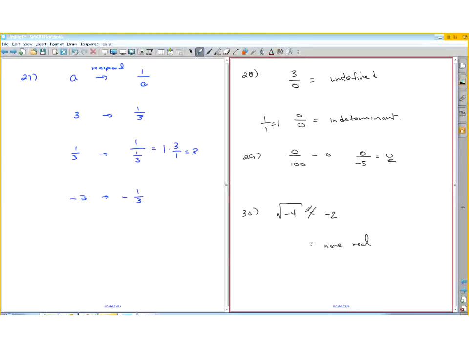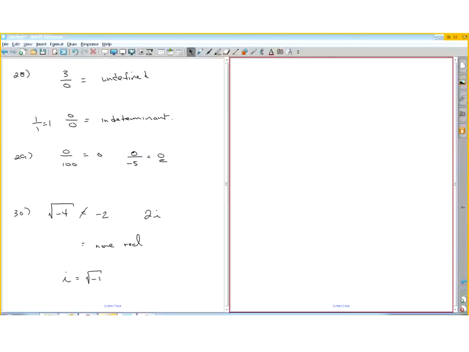This is something we don't talk about in this math class, but just for your information, we define a quantity i to be equal to the square root of -1. That's an imaginary number. So if you took the square root of -4, the answer would be 2i. And that's dealing with real and imaginary numbers. But a calculator only deals with real numbers, so it says error.